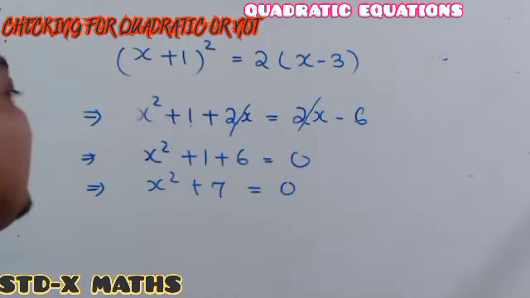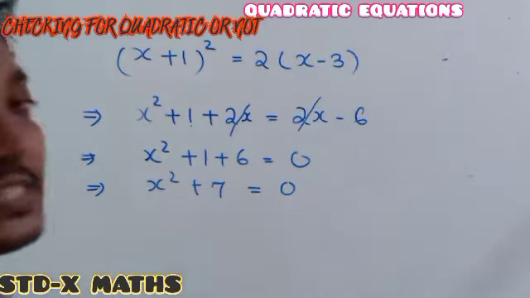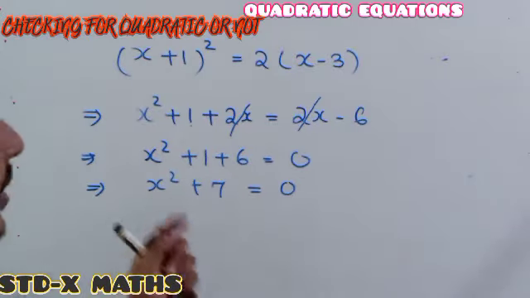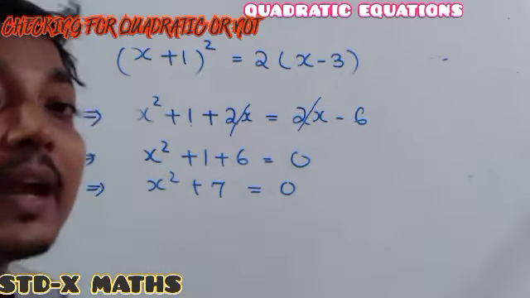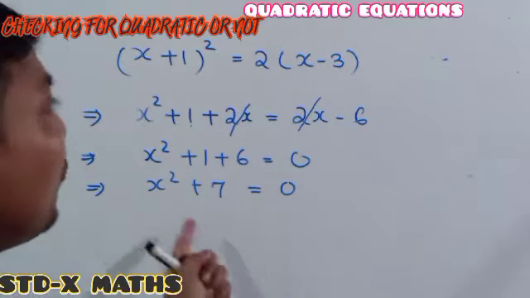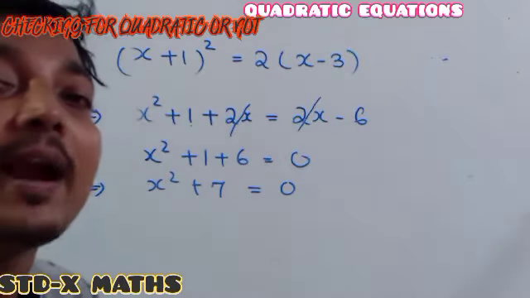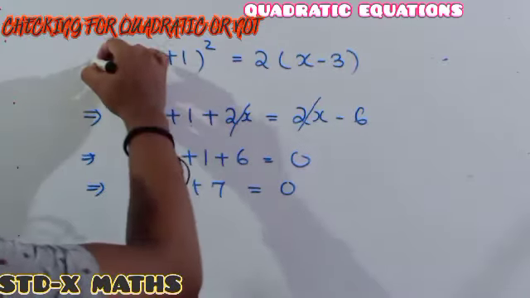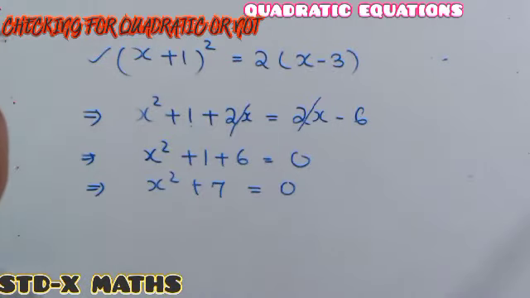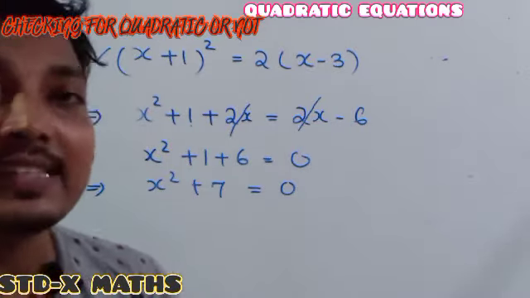Everyone, you just have to see, here we are getting an equation where the highest power of the variable is 2. As we are getting an equation where the highest power of the variable is 2, 100% it is in the quadratic equation form. So we can say that yes, this one is a quadratic equation. Perfectly understood? Okay, so now I will give you another example.